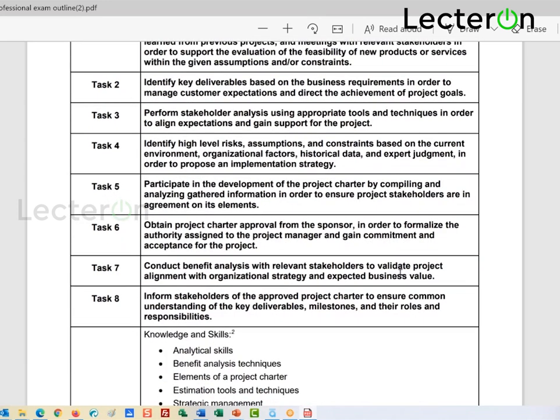Conduct benefit analysis to validate the project alignment. So this gets back to understanding that benefit to cost ratio and understanding what those benefits are and making sure those are still viable. Inform stakeholders of the approved charter with key understanding of key deliverables, milestones, roles, and responsibilities. That would be if you have a little bit more thorough project charter with all that information.